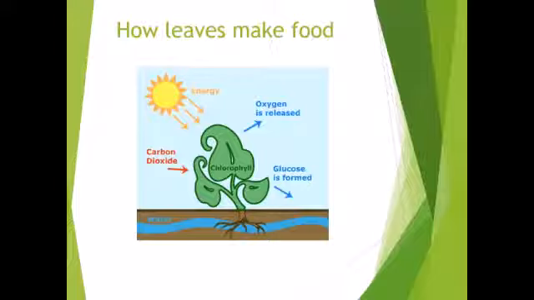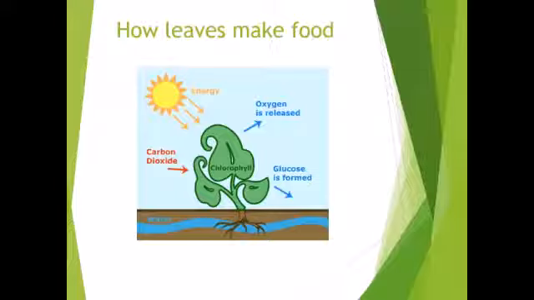We know that chlorophyll is already present in leaves. It is a green pigment present in leaves, and energy, meaning sunlight, is required in this process. With the help of sunlight and chlorophyll, leaves put together carbon dioxide and water to make food. Carbon dioxide is taken in with the help of stomata. We have already discussed what stomata are: tiny pores present on the underside of leaves.